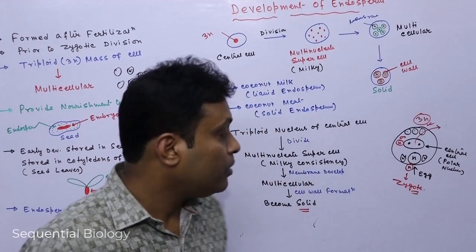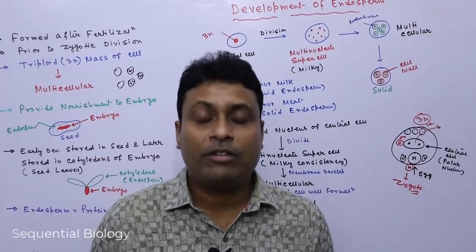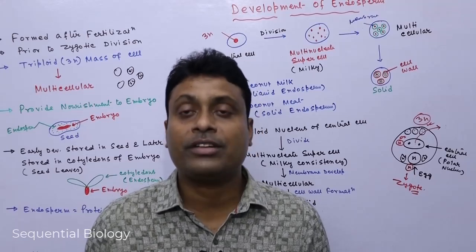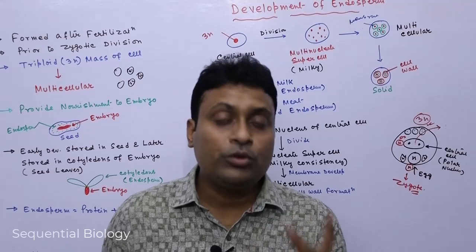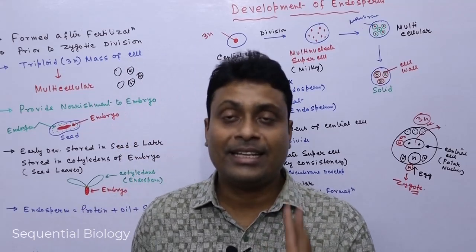Okay, now let's see about the double fertilization. By the process of double fertilization, which is a very important characteristic feature of angiosperm, two important structures are formed. One is the zygote and another is the endosperm.